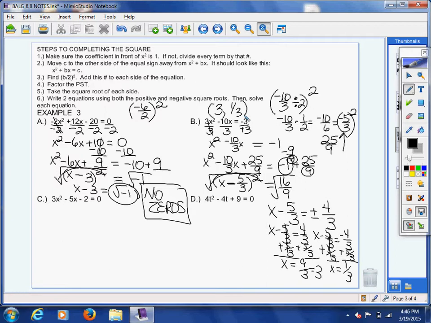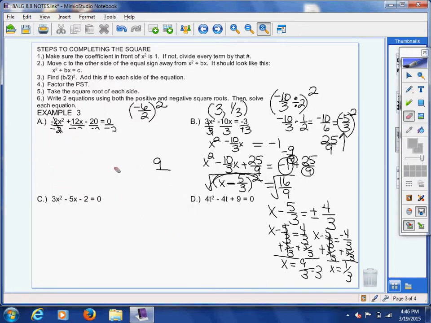So it looks very complicated, I know, but we're following the same steps over and over again. I'm trying to make it easier for you. I hope you feel that way. If you don't, tell me.